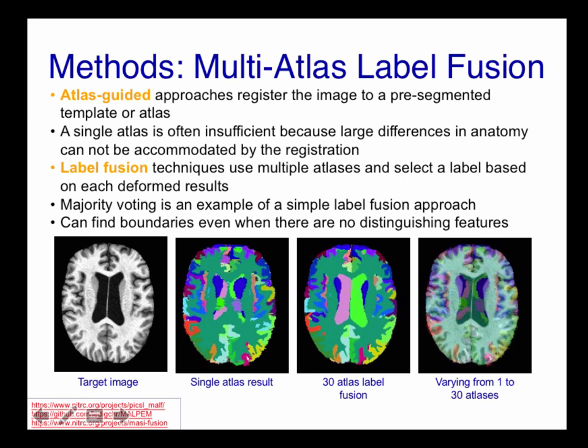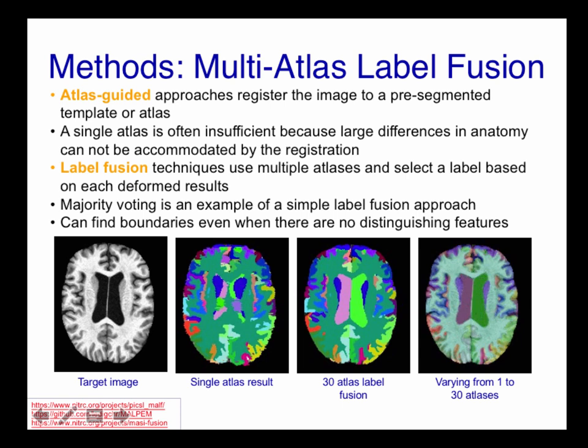We can do this deformable registration with a single atlas, but it's often insufficient because of large differences in the anatomy that can't be accommodated by the registration. So in this example, I'm showing what happens if you try to perform a segmentation based on a single atlas result versus fusing the results of 30 different atlases. You can see that this is kind of an odd-looking brain. It's not that the ventricles are larger than normal, it's kind of oblong-shaped. And if you just apply that one atlas, you don't really get a very good segmentation.